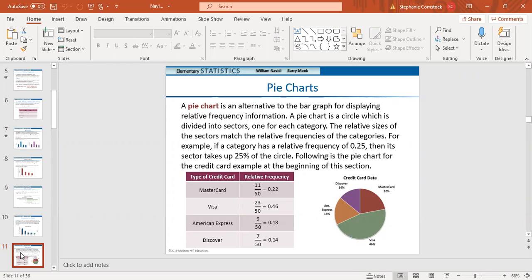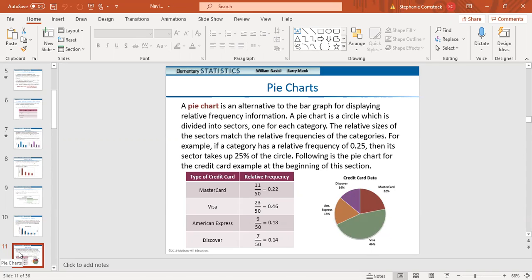So the one that they have here in our PowerPoint is the one for the credit card types. So when we talked about this, we had that MasterCard was 11 out of 50, which was 0.22 for its relative frequency. So if we look over here, that's that maroon colored piece. And it's shy of a quarter because a quarter would be 0.25. We've got Visa is 0.46. So that's going to be a little less than half. So again, they created a half and then cut it down.